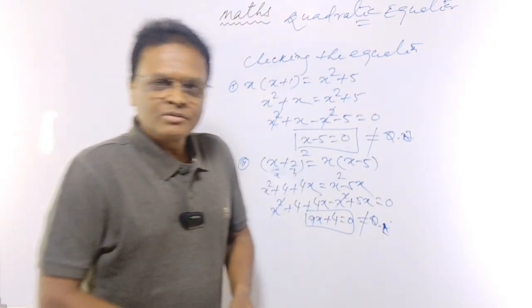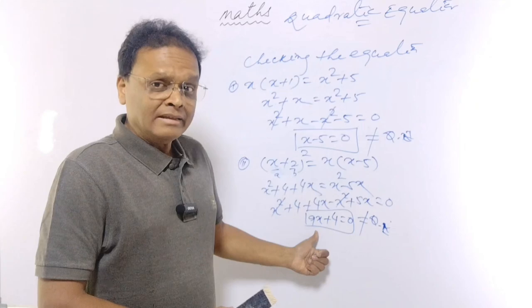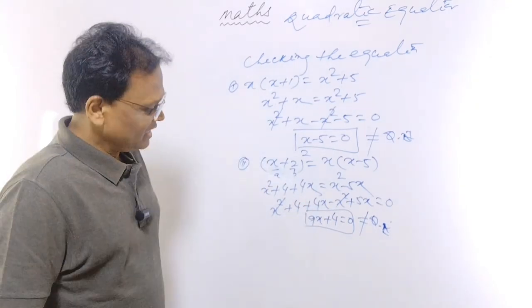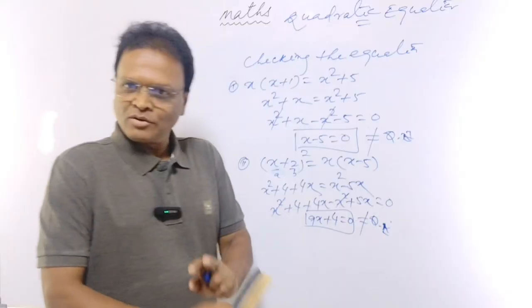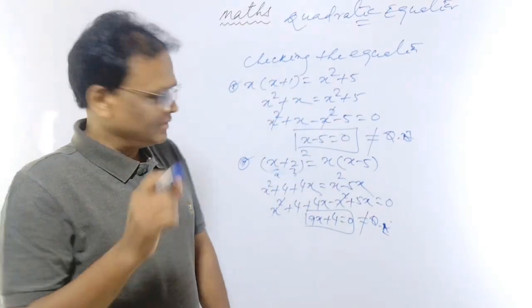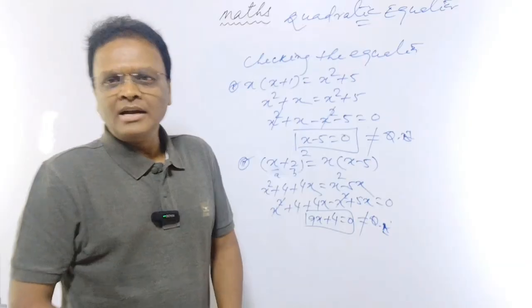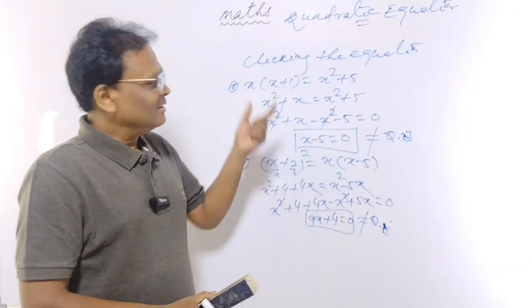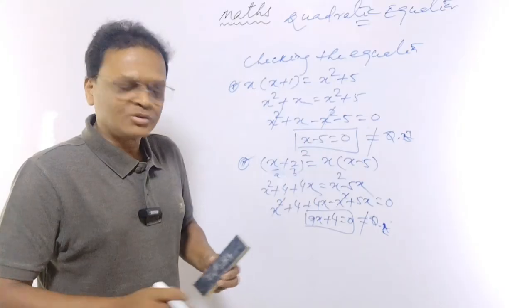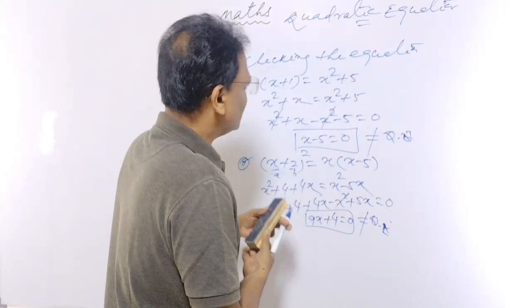Understood why it is not a quadratic equation? Because finally I am getting a linear equation. In spite of the quadratic equation, finally I am getting a linear equation. So therefore definitely this is not a quadratic equation. So like this various examples will be given to you, means various equations will be given to you, and you will be asked to check whether this equation is a quadratic equation or not. Understood?